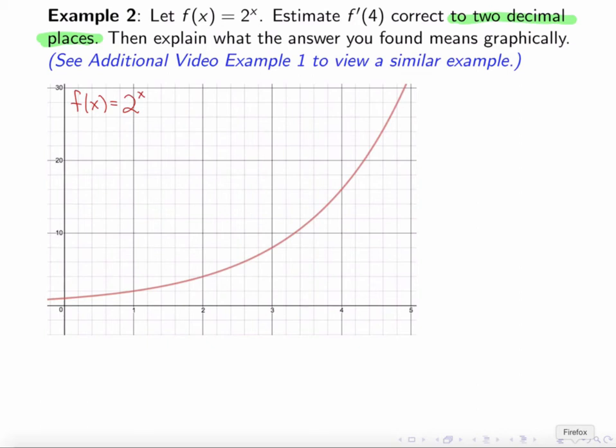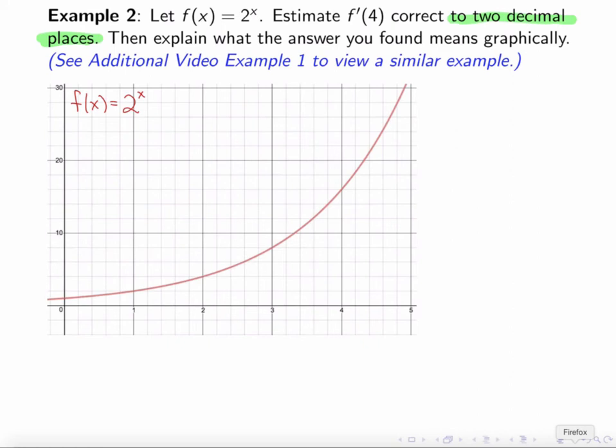And we just said it's the slope of the tangent line to f of x equals 2 to the x at x equals 4. I'm going to work through this example as part of our supplemental lecture that we missed because of the snow. But you can find another video example for a similar problem as video example 1 on As You Learn.